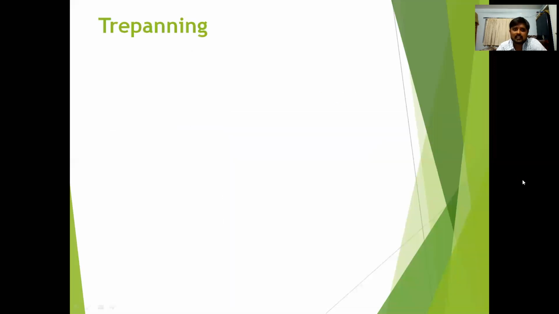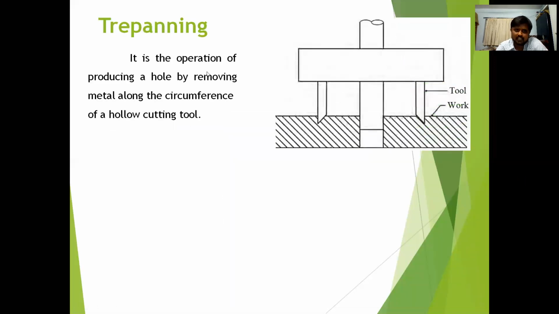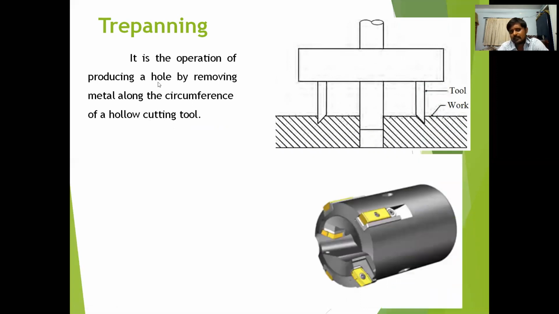Next one is the trepanning operation. It is the operation of producing a hole by removing metal along the circumference of a hollow cutting tool. The difference between trepanning and the remaining operations is this: if you observe the drill bit, boring bit and reaming bit, whatever it may be, all the cutting tools used for the previous operations are solid cutting tools. But here we are going to use a hollow cutting tool.